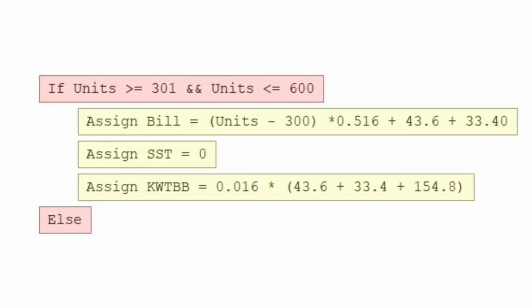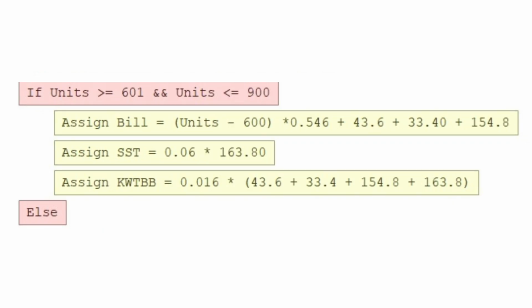The third condition is for 300 to 600 units, the rate is 0.516 for the units above 300, and the base bill from the first 300 units is included. In this case, KWTBB is applied as 0.016 of the total bill so far. The fourth condition is for 601 to 900 units. The rate for the units above 600 is 0.546. We also apply SST as 6% of the total bill for this range. KWTBB is also applied.